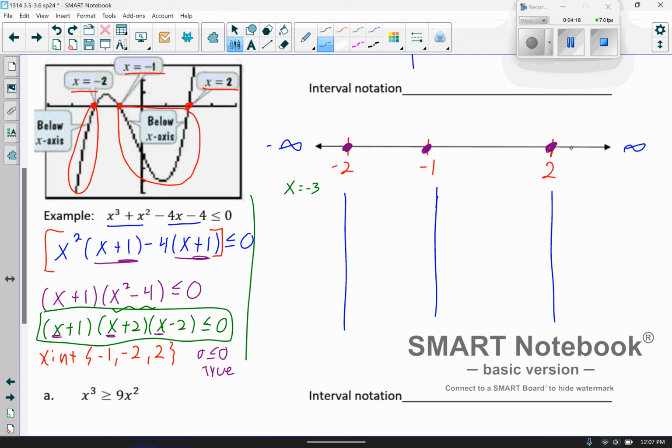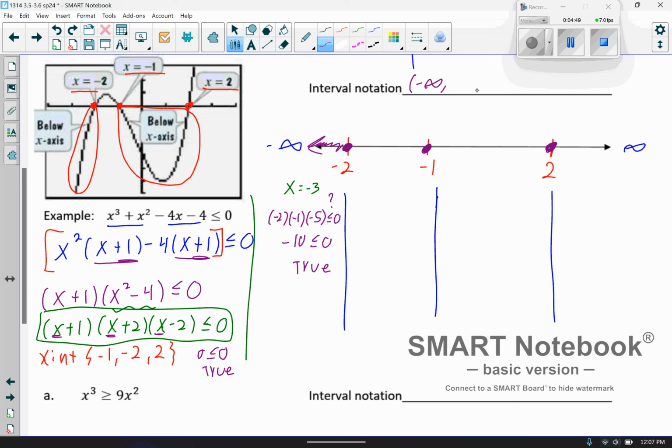Okay, now I'm ready to plug in -3. So -3 plus 1 is -2, -3 plus 2 is -1, -3 minus 2 is -5. Is that less than or equal to 0? Well, if you multiply it all together, it's going to end up giving you -10, which is less than or equal to 0. That's going to come back as true. So we're going to shade towards infinity right there. And I'll go ahead and add that to my interval notation.